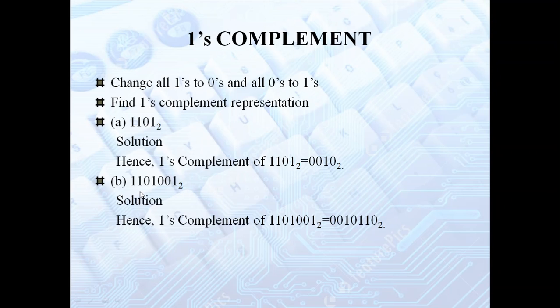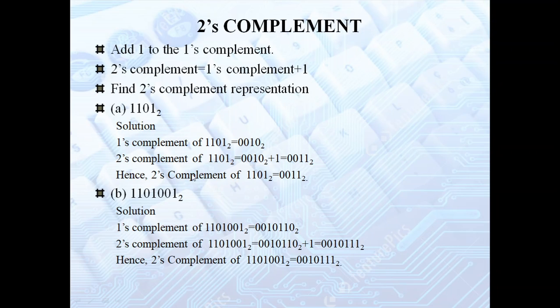Consider another example, 1101001 to the base 2. In order to find the ones complement, first we change all the ones to zeros and then zeros to ones. Each 1 is changed to 0 and each 0 is changed to 1. Now the result of ones complement of 1101001 to the base 2 is 0010110 to the base 2.